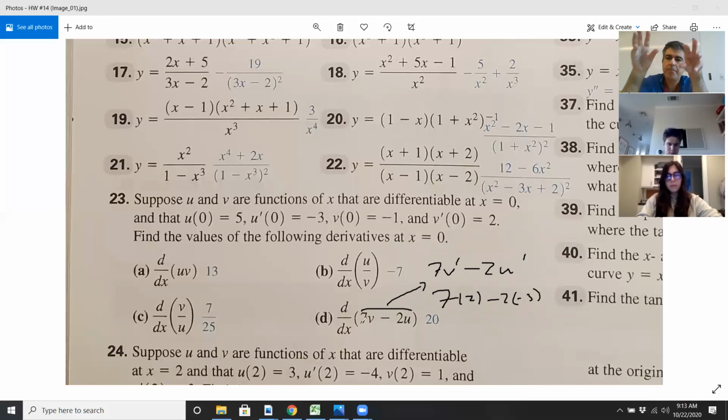Remember, we have two terms being added or subtracted. You do the derivative of each of those independently, right? That's part of our addition to one of the rules we had for 3.3. So 14 minus -6, you get 20. You get 20 for that one.